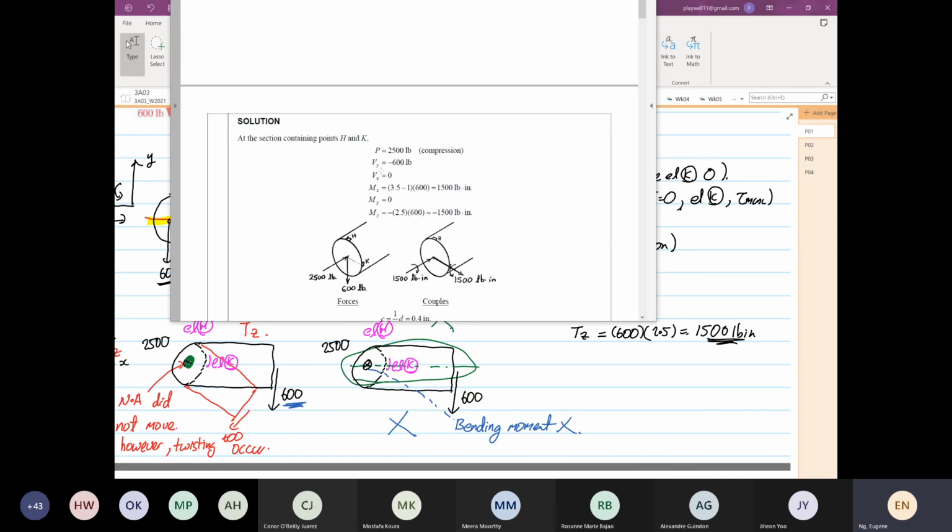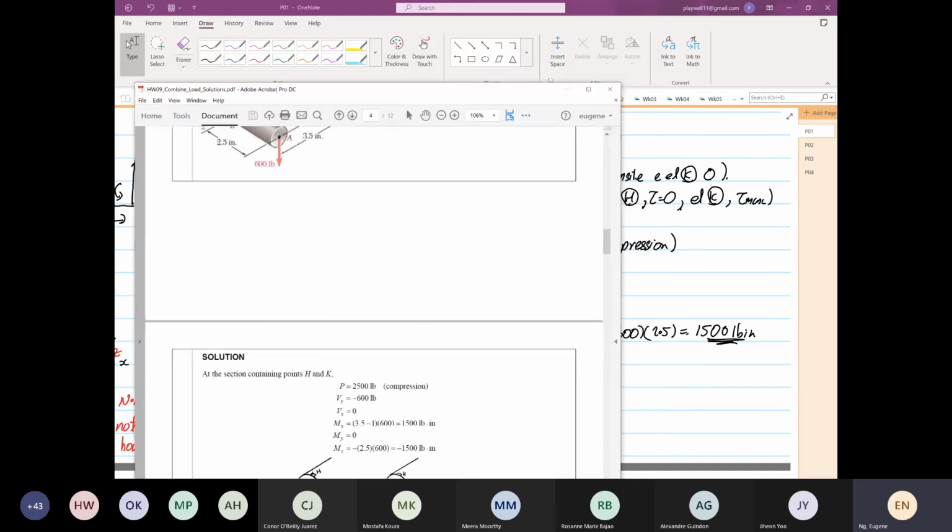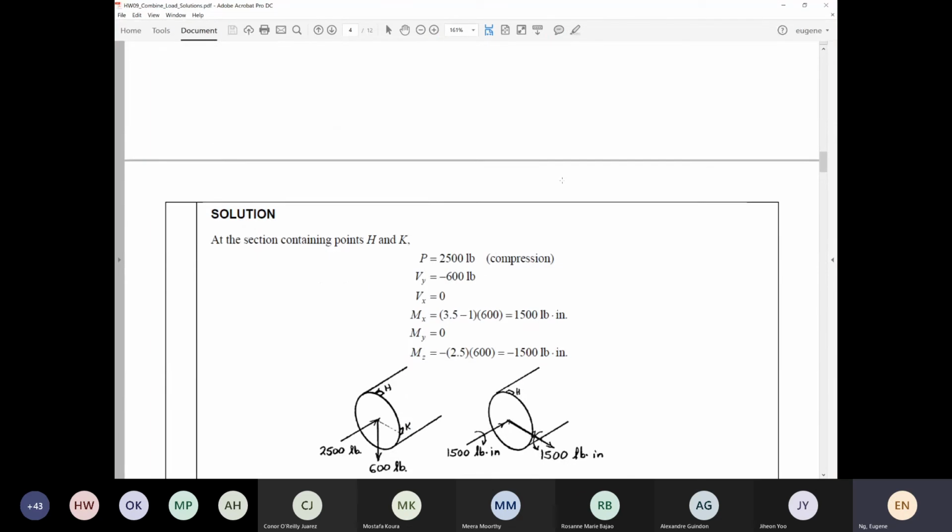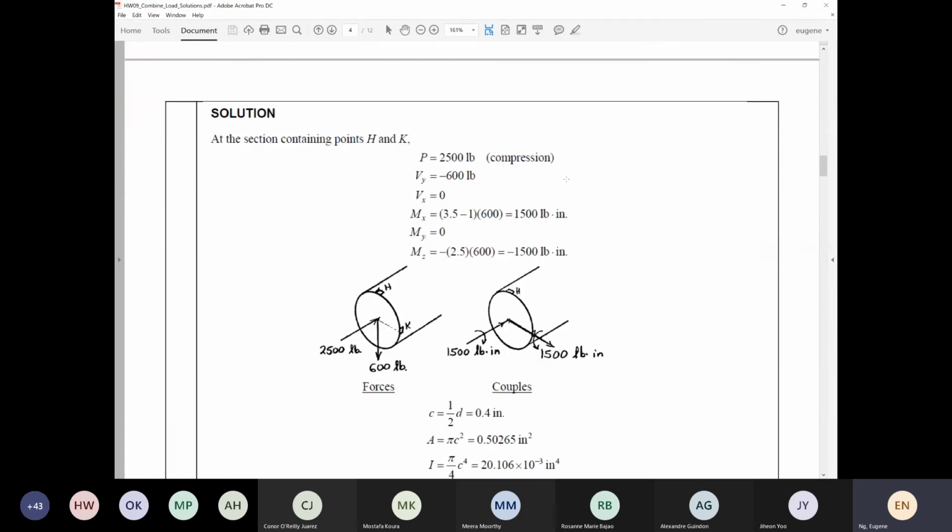Are we clear? If you look at the textbook or the solution manual and you don't follow my technique, then you'll be scratching your head. What am I looking at? You get what I mean? You don't know how they get the 1500; the 600 or 2500 is straightforward. Any questions so far?